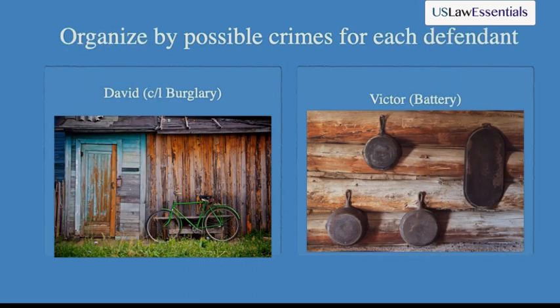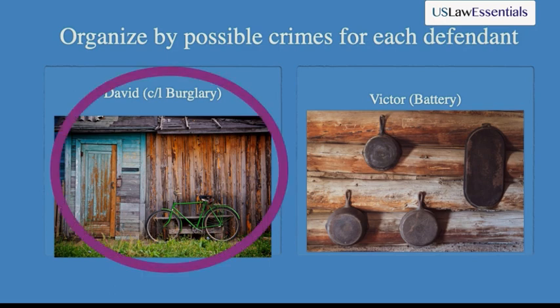So the first thing we're going to do is start organizing our essay by the possible crimes that each defendant could be accused of. Just to start off, we're going to say that David is going to be accused of committing common law burglary. Now, there are other possible crimes in the course of this essay. For example, did Victor commit a crime when he hit David with a frying pan? If David starts to attack Victor, is David now going to be guilty of a crime? There's going to be a pretty in-depth analysis in your essay, but for now we're just sticking with David, who's being accused of common law burglary.